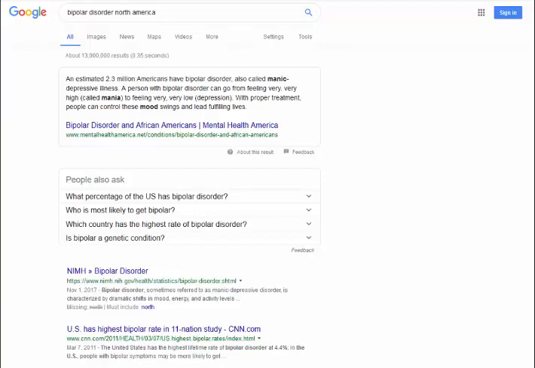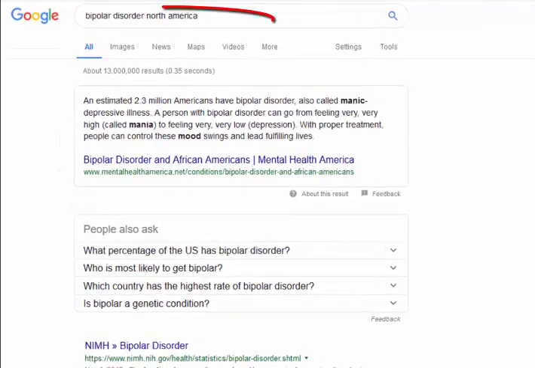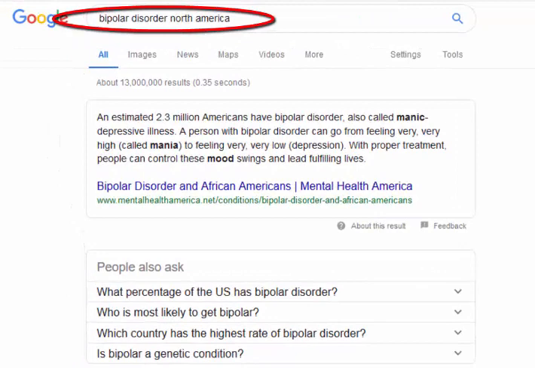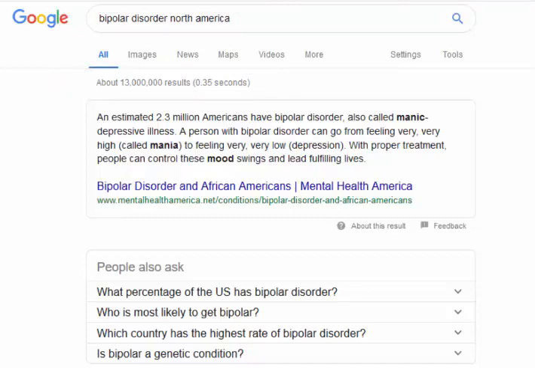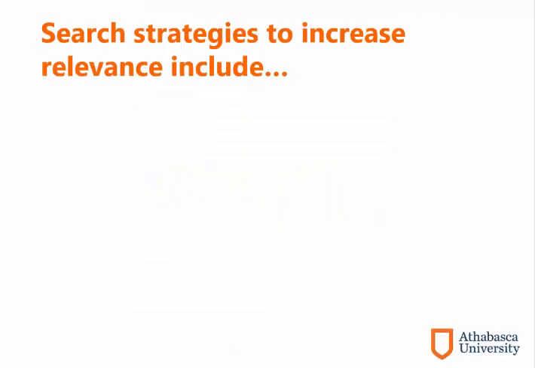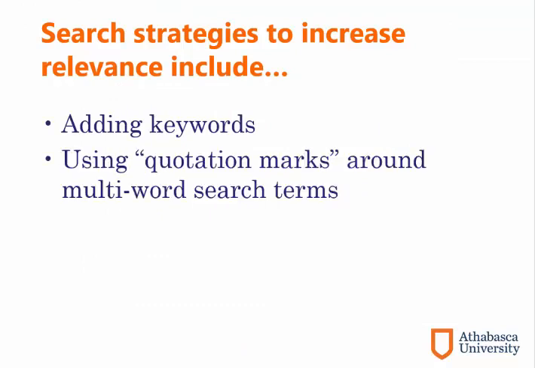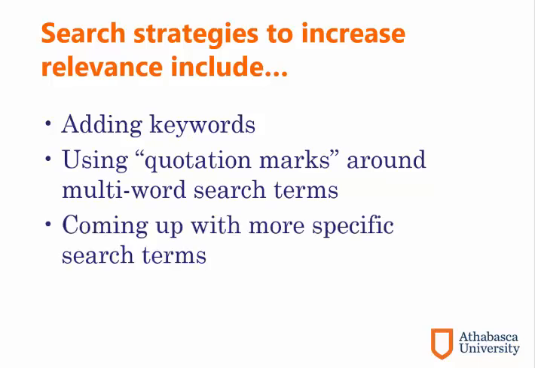Here's an example of a Google search that has generated many irrelevant results. My search for bipolar disorder North America has generated over 13 million results, and many of them do not relate specifically to treatment. I can reduce the incidence of irrelevant web search results by adding keywords, by keeping phrases linked as single search terms by adding quotation marks, or by coming up with more specific search terms.